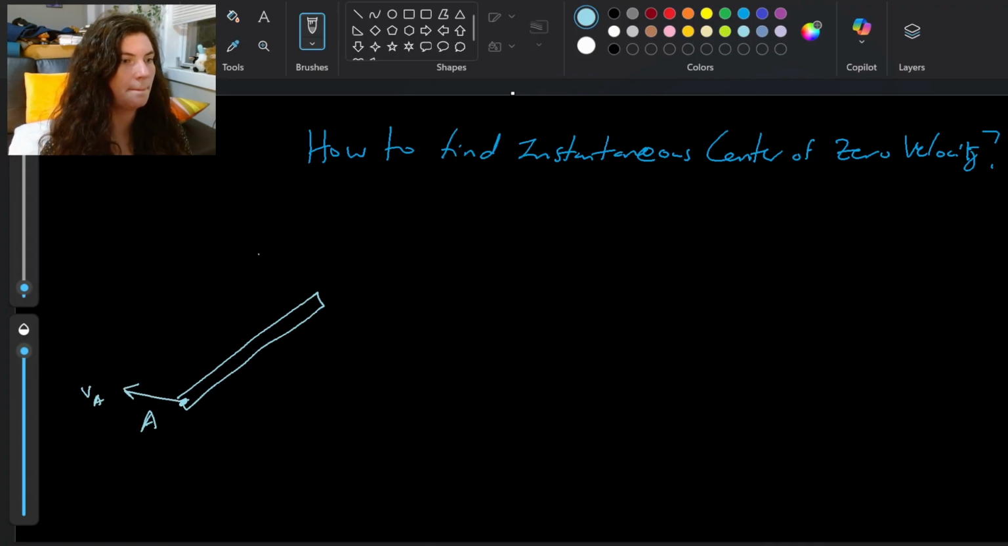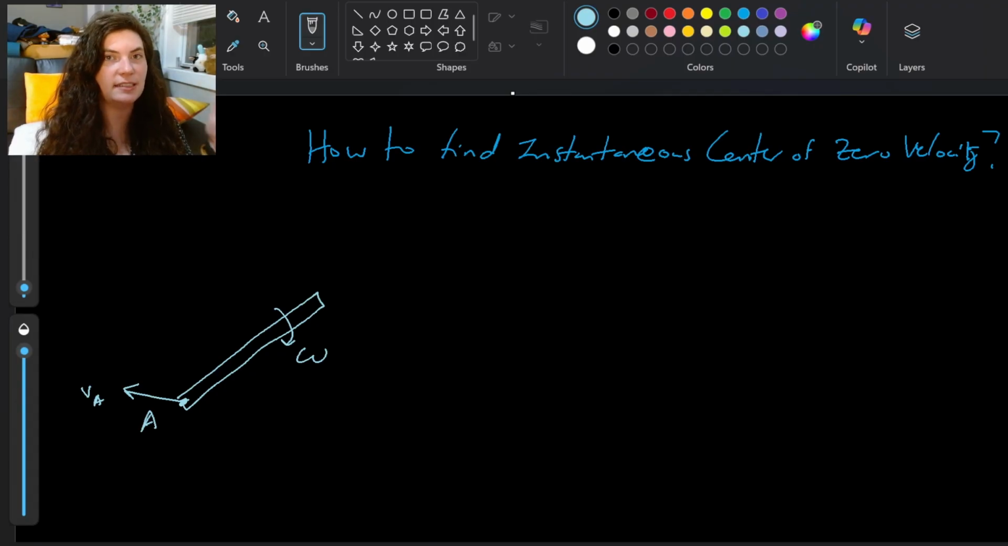There's VA. And this body is rotating with some angular velocity omega. So to find that IC, and I'm going to say IC a lot, but I mean instantaneous center of zero velocity, because good lord, if I have to say instantaneous center of zero velocity, we're going to be here all day. So I'm going to call it IC a lot.